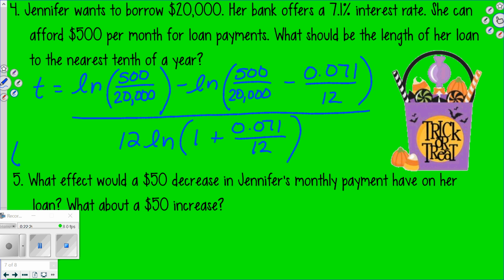All right. So I found t equals, to the nearest tenth, 3.8 years. Double check. Let me know if you don't get that. Are we okay? Good? Yes, Max, you with me? So number 5, what effect would a $50 decrease in her monthly payment have on her loan? So if it's a decrease, what would her payments be? $450?